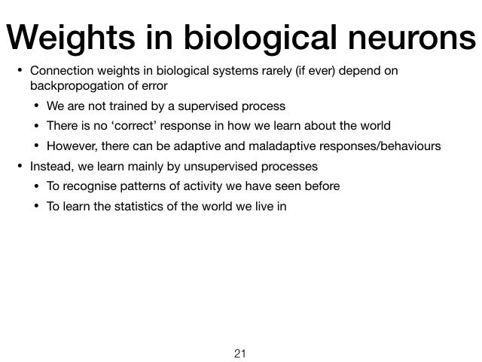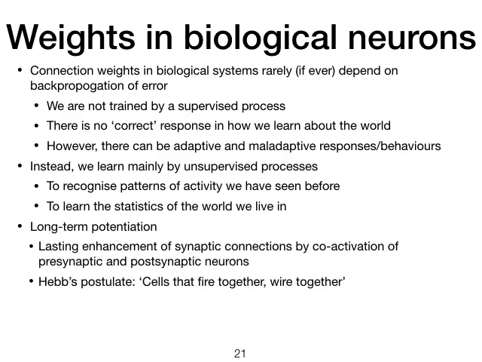So instead, we learn by unsupervised processes. And specifically, we learn to recognize patterns of activity that we've seen before. Right? So effectively what we're doing is we're learning the statistics of the world that we live in. We learn what patterns are common in the world, what patterns are uncommon in the world, what patterns commonly lead to food, what patterns commonly don't lead to food, etc. Right? So this is done through a mechanism called long-term potentiation that we're going to look at in a second.